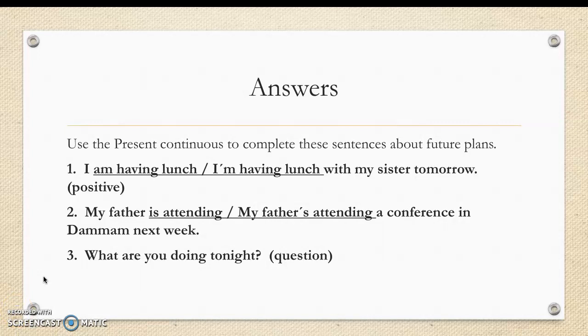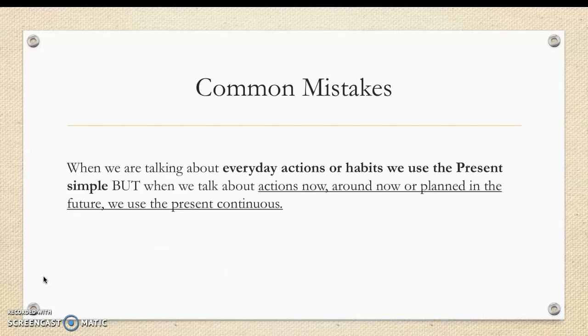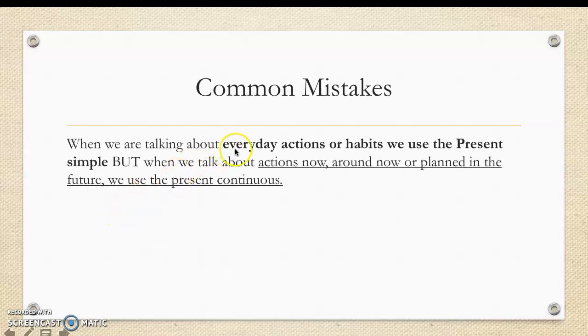Next, we're going to look at some common mistakes that a lot of people make. Now, when we are talking about everyday actions or habits, we use the present simple. So, for example, I go to work, I study, I have 2 cars, etc. But when we talk about actions now, around now, or planned in the future, we use the present continuous.